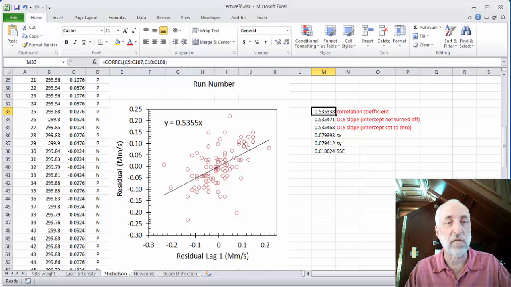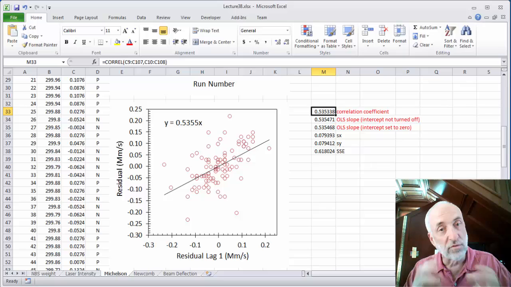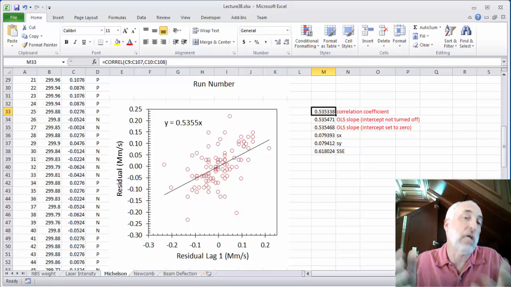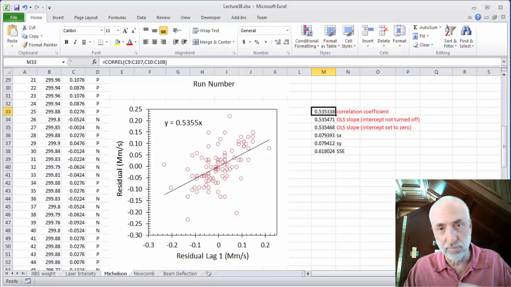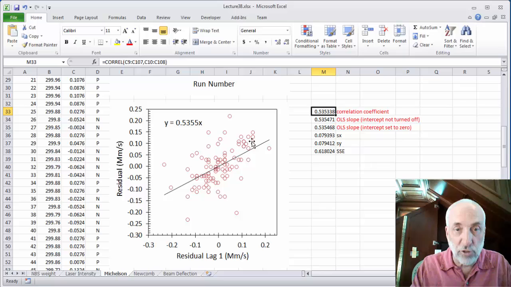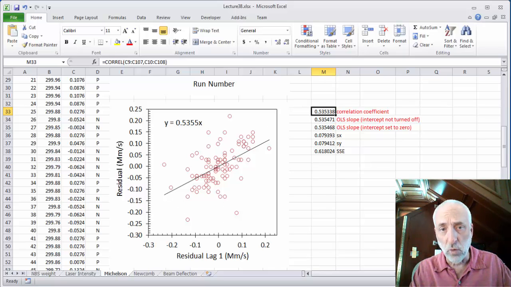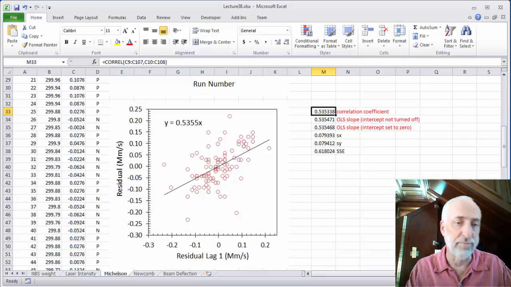In the next set of lectures we'll be able to test for this correlation and ask, is it statistically significant or likely due to randomness. But this is the kind of trend we're looking for, this systematic variation where one residual is correlated with the residual lag one.